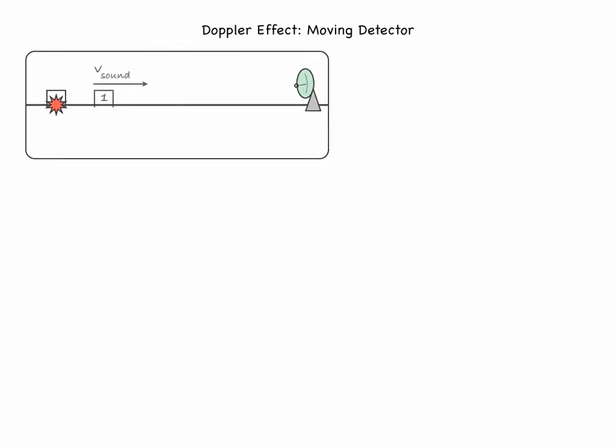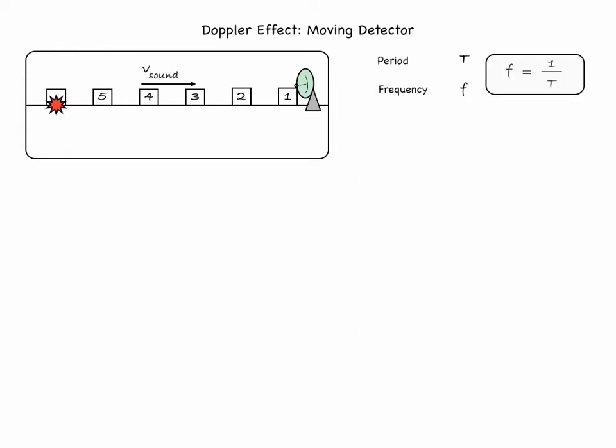We will consider the Doppler effect now when the detector is moving and not the source. Again, we'll begin with the source emitting bleeps of sound with velocity v sound. And again, we'll have the period of bleeps T, and the frequency with which they are emitted will be f equal to 1 over T.